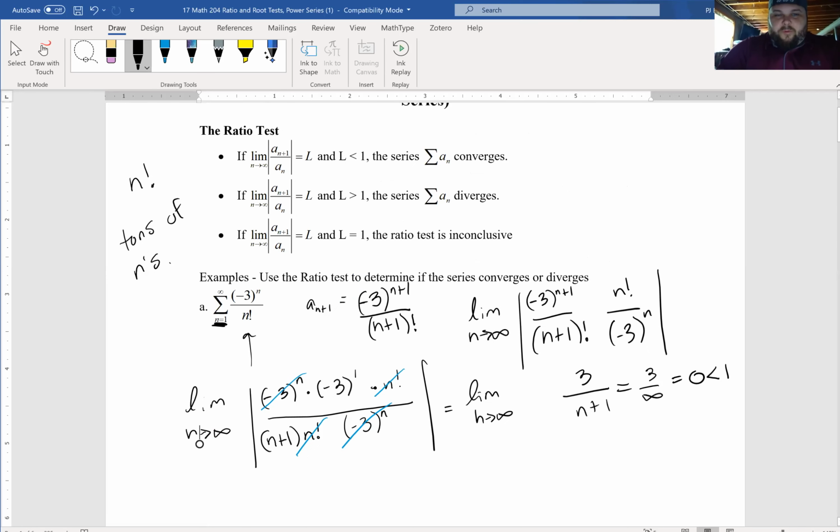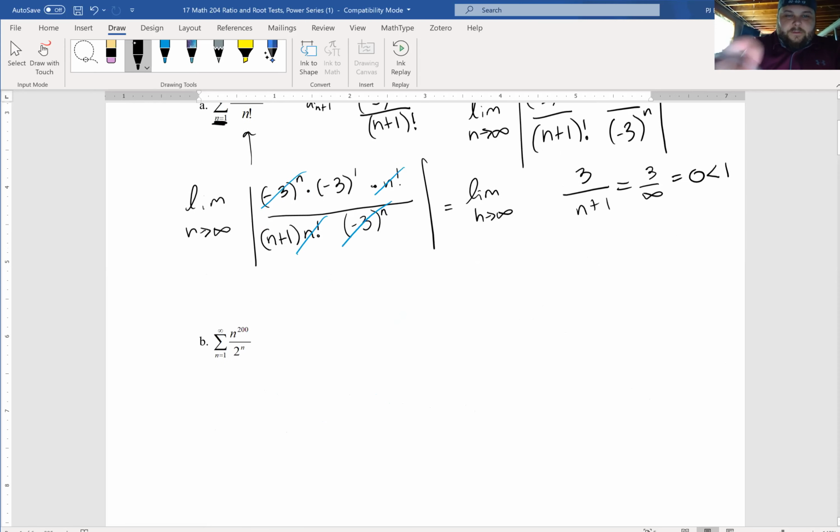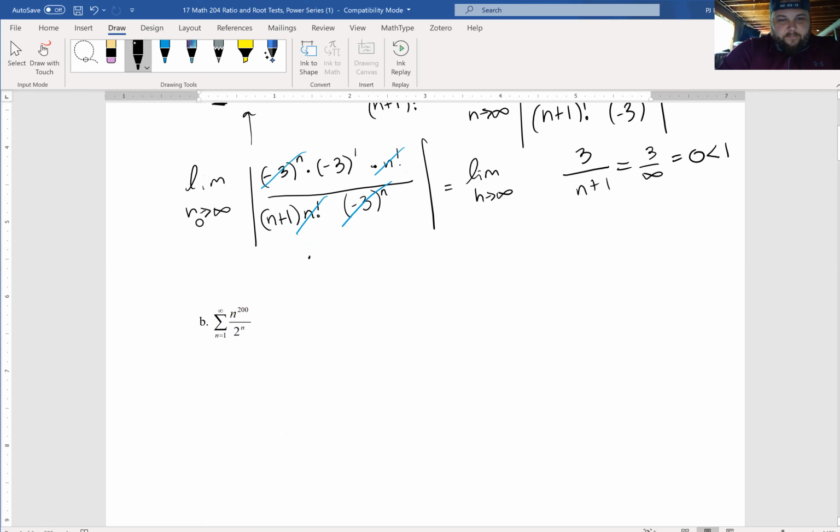So if we go back to our rules, if L is less than 1, the original series converges. So let's say, therefore, a sub n converges by ratio test.